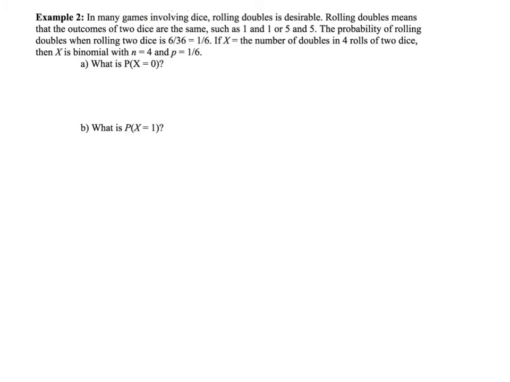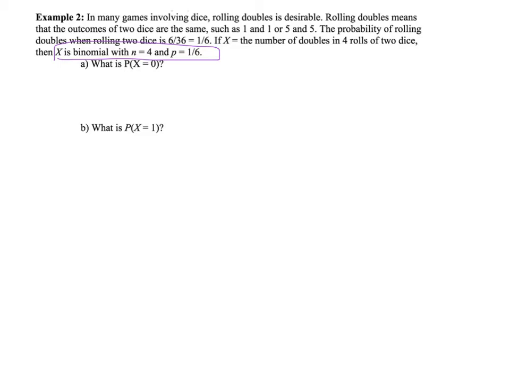For our first example, we want to know about rolling doubles in a game. I'm thinking most people have played Monopoly, where you need to roll doubles to get out of jail. If you haven't played it, all doubles mean is that you get the same number on both dice. So you're rolling 2 dice at once. The probability of rolling this is going to be 1/6. So X is a binomial random variable with N is 4 and P is 1/6.